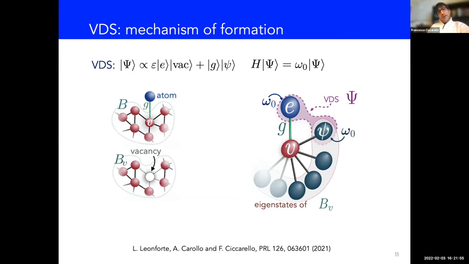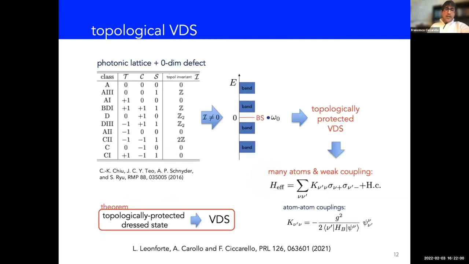the most important consequence of this class of dressed state is that this is the natural class that you have to consider if you want to study topologically protected dressed states. And in fact, if you use the well-known Altland-Zirnbauer classification of lattices and based on the symmetries of your bare photonic lattice, you can in fact map the problem into the problem where you have occurrence of an edge state given a vacancy by introducing a vacancy in your lattice.